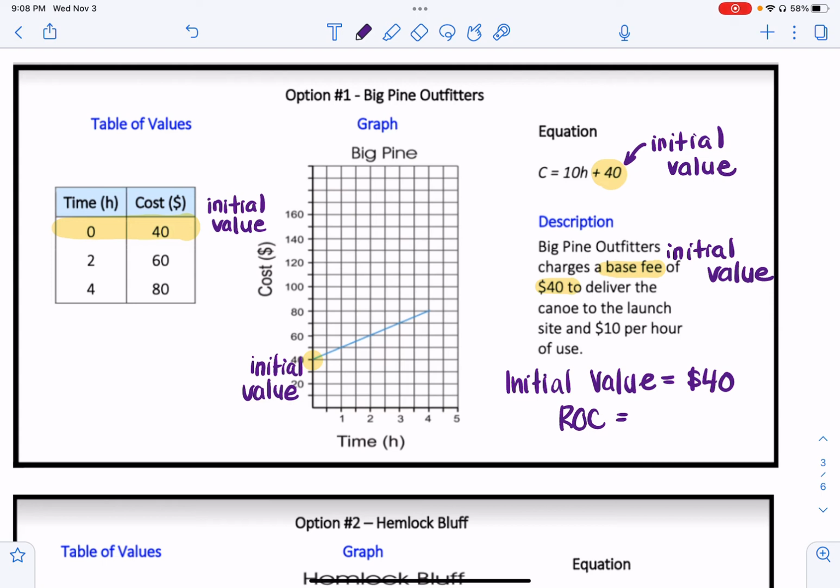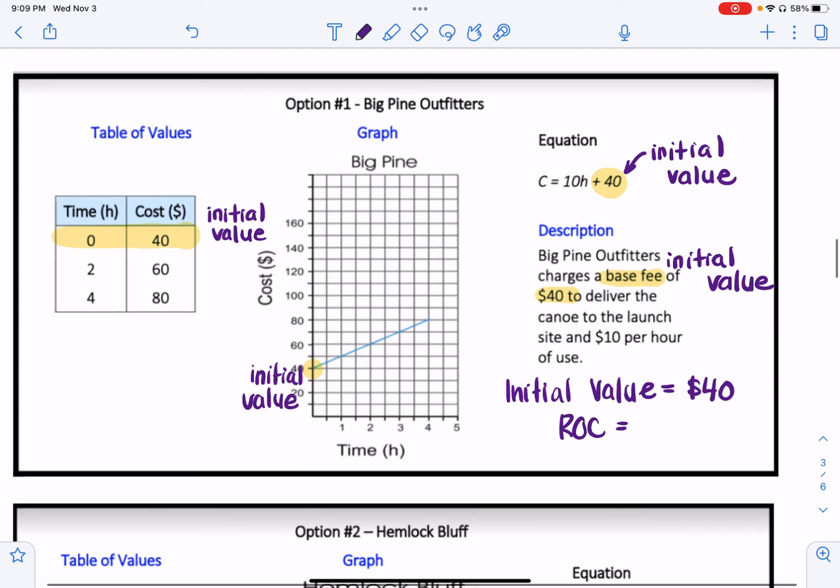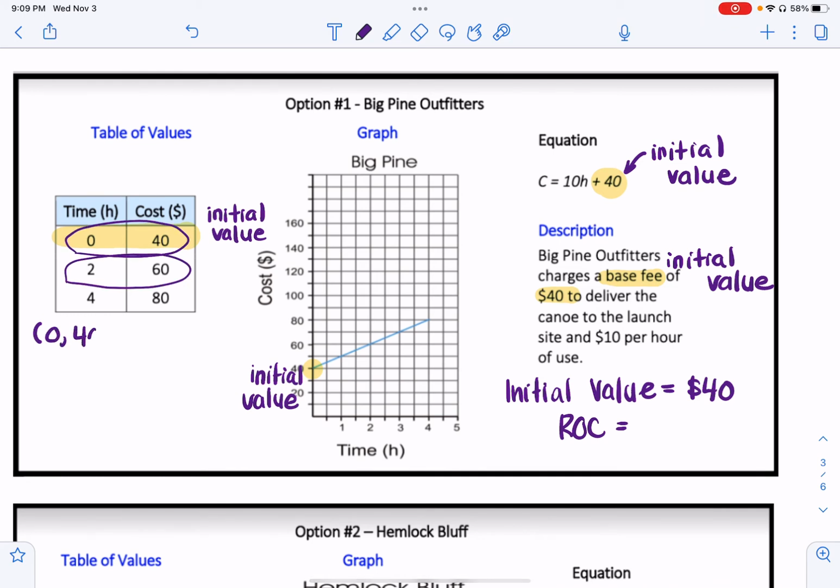Now our rate of change. A few ways that we can find this. We can use the table of values. So we have 2 points. I'm going to choose this point and this point. So we'll have 0, 40 and 2, 60. Label our points, x1, y1, x2, y2.